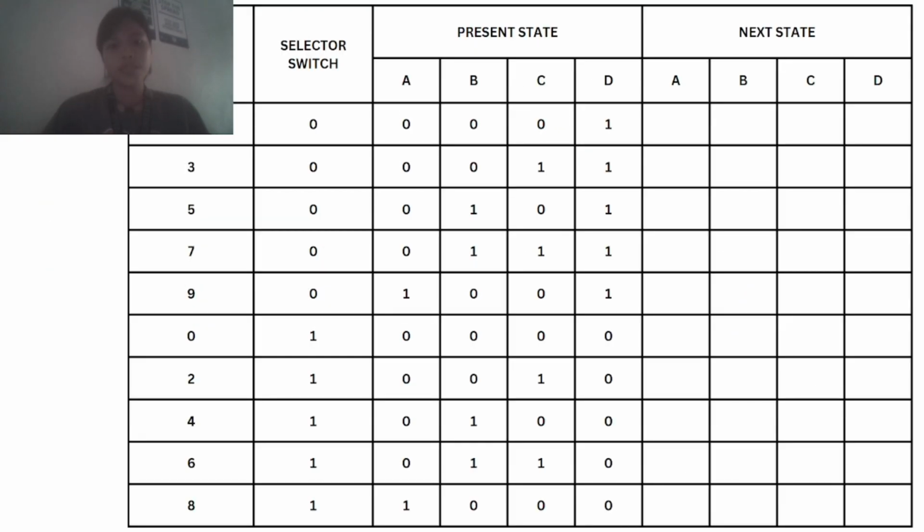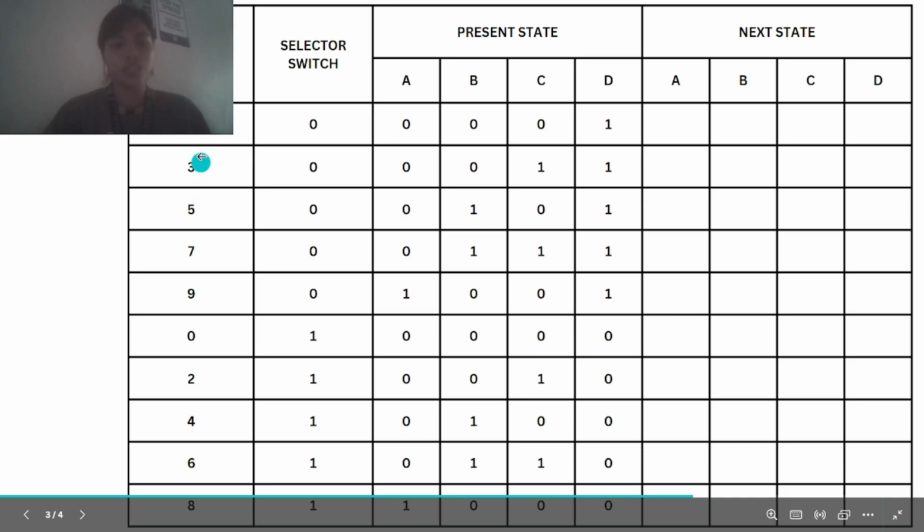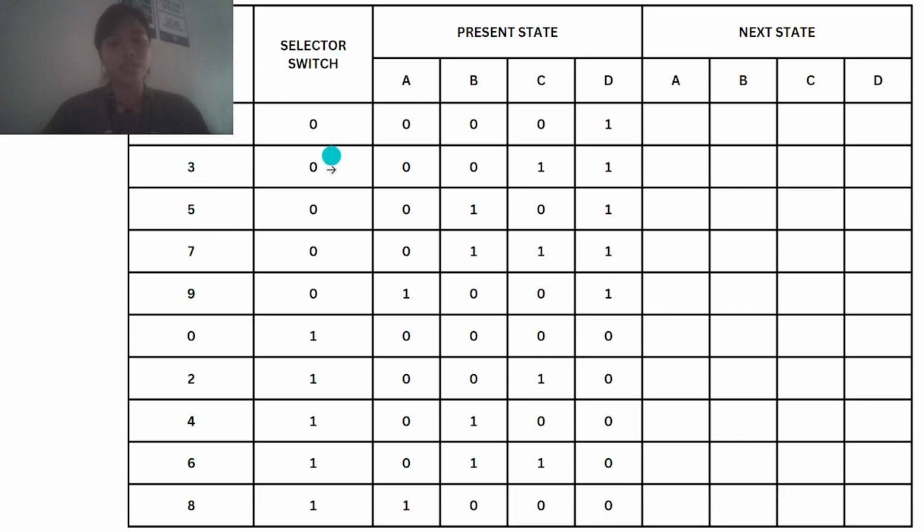Now let's proceed to our state table. As we can see here in our state table, we created a decimal display column, which represents the output of the 7-segment display. Then we have a selector, where turn off has a value of 0 and turn on has a value of 1, then the present state and next state.